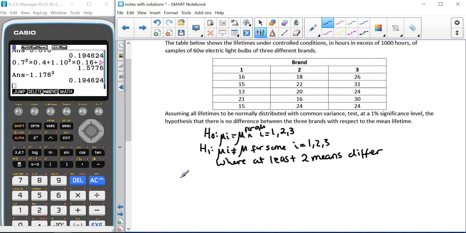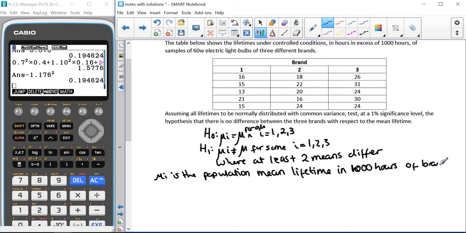It's a good idea to define what your mu(i) is. It helps when you're writing your conclusion later on. Here we were looking at the lifetime in hours, so mu(i) is the population mean lifetime, in thousands of hours, sorry, of brand i bulbs.